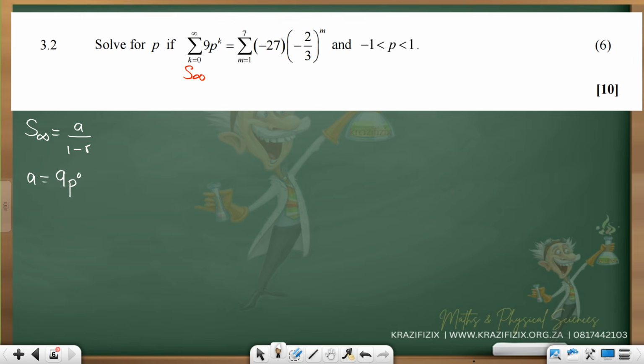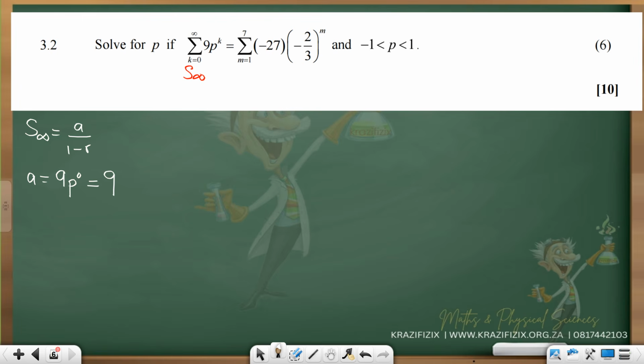You see, they said K should be equal to what? 0. So I'll put a 0 there. Anything to the power 0 is 1 times 9. So my A is 9. Please let there be a distinction between your A and your 9. Let it be long. Be conscious about it.